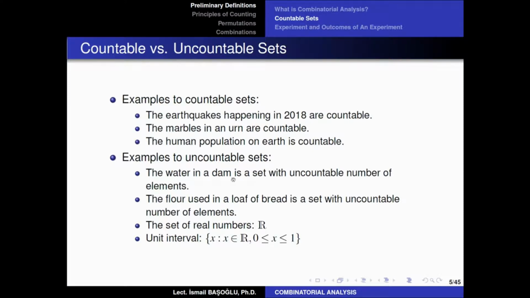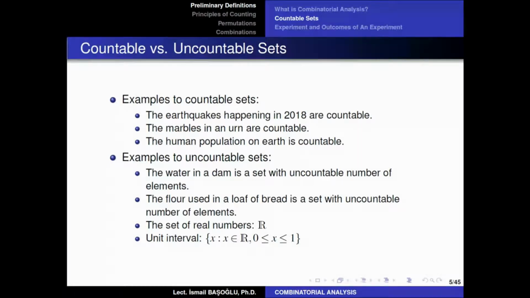The water in a dam is a set with an uncountable number of elements. Imagine a dam, and behind that dam, a huge amount of water is collected. That water creates a set. However, you cannot count the number of elements in that set. So that water is only measurable. We can talk about how many tons of water we have behind the dam. We can measure the water there. However, we cannot count that water. So this set is an uncountable set.